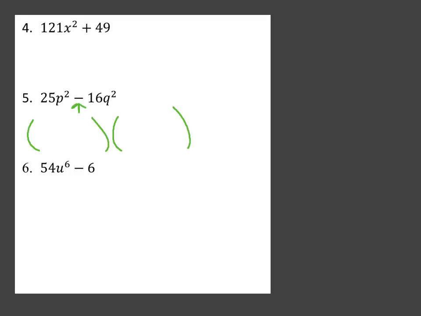If I look at the first term, 25, well, the square root of 25 would be 5. And then p squared, so I would need a p in each spot, so that when they were multiplied, it would make p squared. Now, if I look at the second term, I have 16. What's the square root of 16? Well, that's 4. And then it has a q squared, so each of those 4s would also need a q. And then remember, one is going to be plus and one is going to be minus.